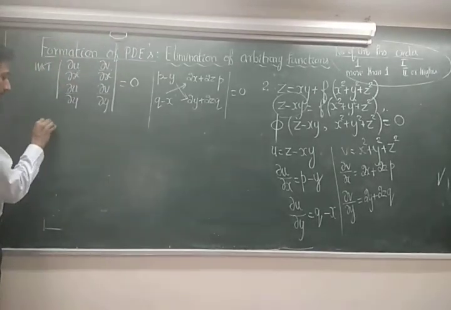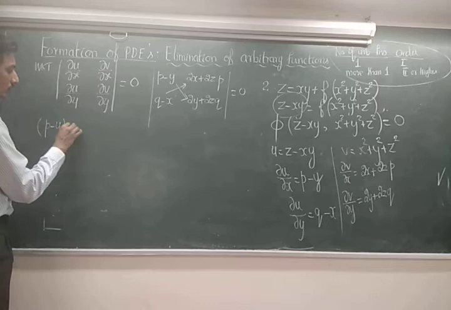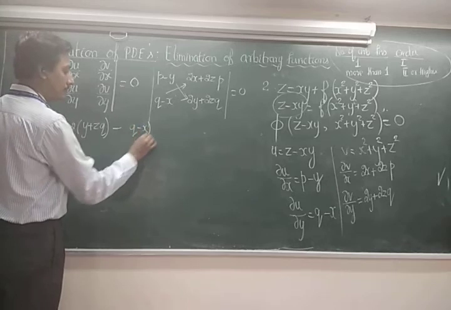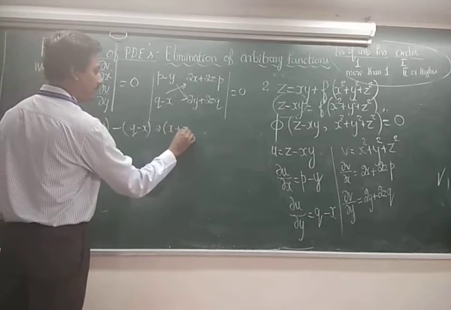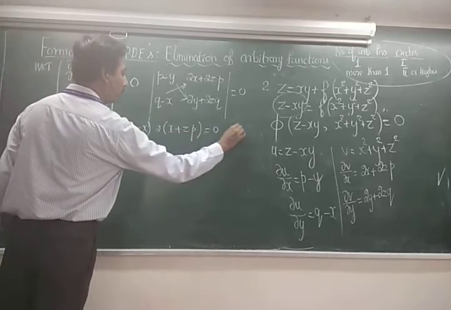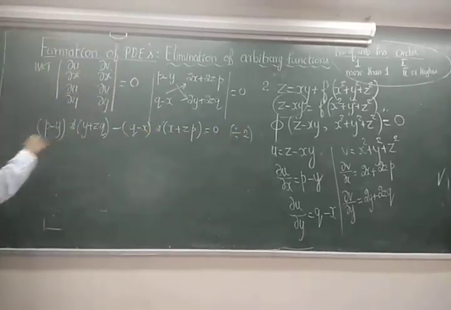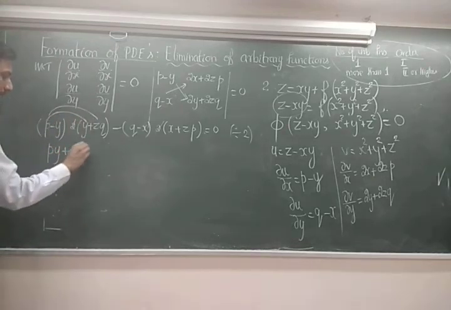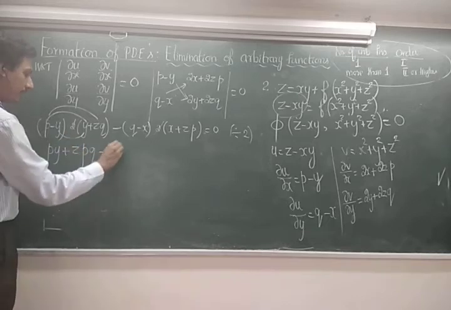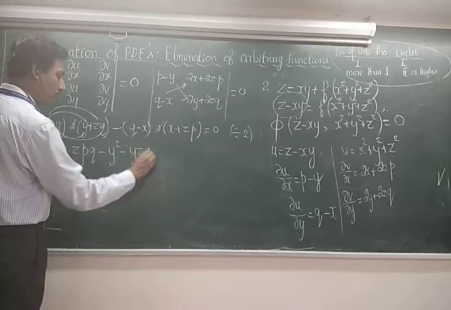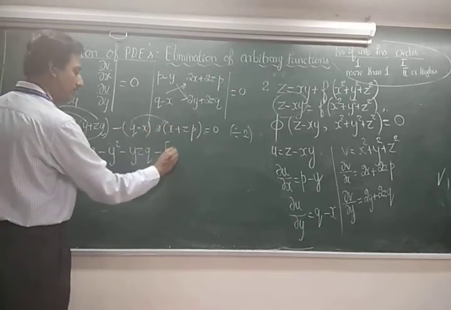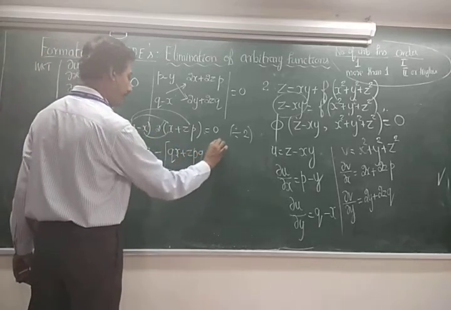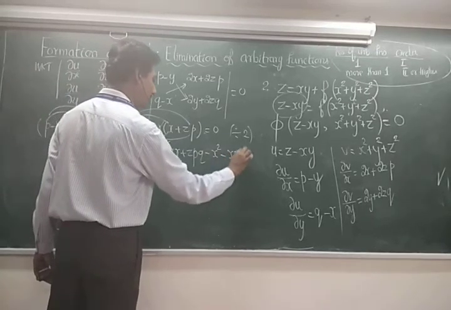So let us see how to simplify this one. p minus y, with 2 taken outside, so 2 into y plus zq, minus of q minus x, with 2 taken outside, x plus zp, is equal to 0. Now divide throughout by 2, so the 2 is cancelled. Let us multiply this one: you get py. Multiply p into this, plus zpq. Then y into y, minus y squared. Then minus yzq, minus of q into x is qx. Q into this, plus zpq, minus x squared, minus xzp is equal to 0.